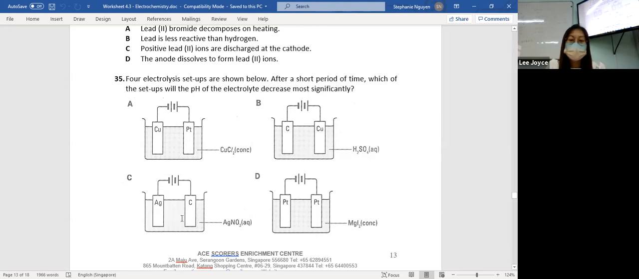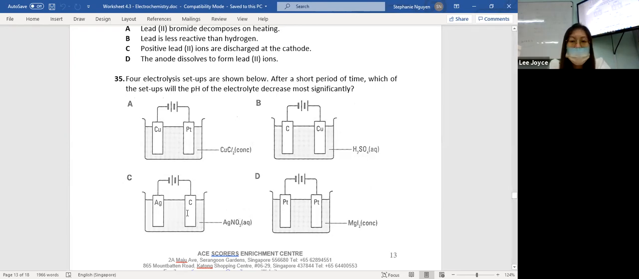Correct, yes. Note for this setup, at the anode, which is a carbon electrode, we will have the hydroxide ions discharged instead, because the nitrate ions are large anions which are not preferred to be discharged at all.